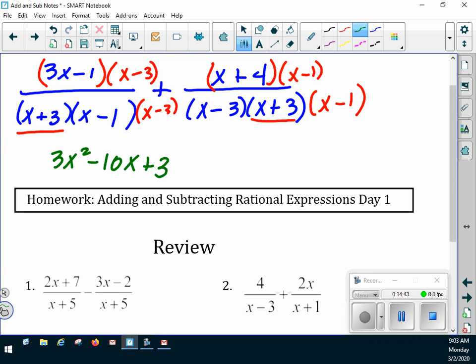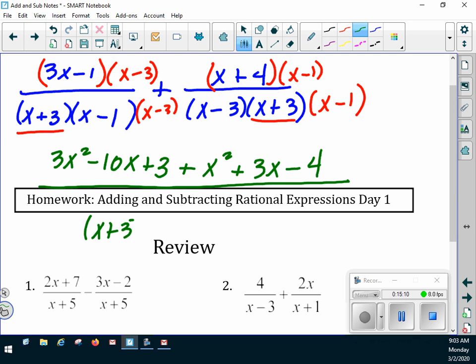Now listen, because I've already got my common denominator, I'm just going to go ahead and add x squared. Now, what have I got here? Minus x plus 4x is plus 3x minus 4. Now this is going to look weird. Over x plus 3 times x minus 3 times x minus 1.